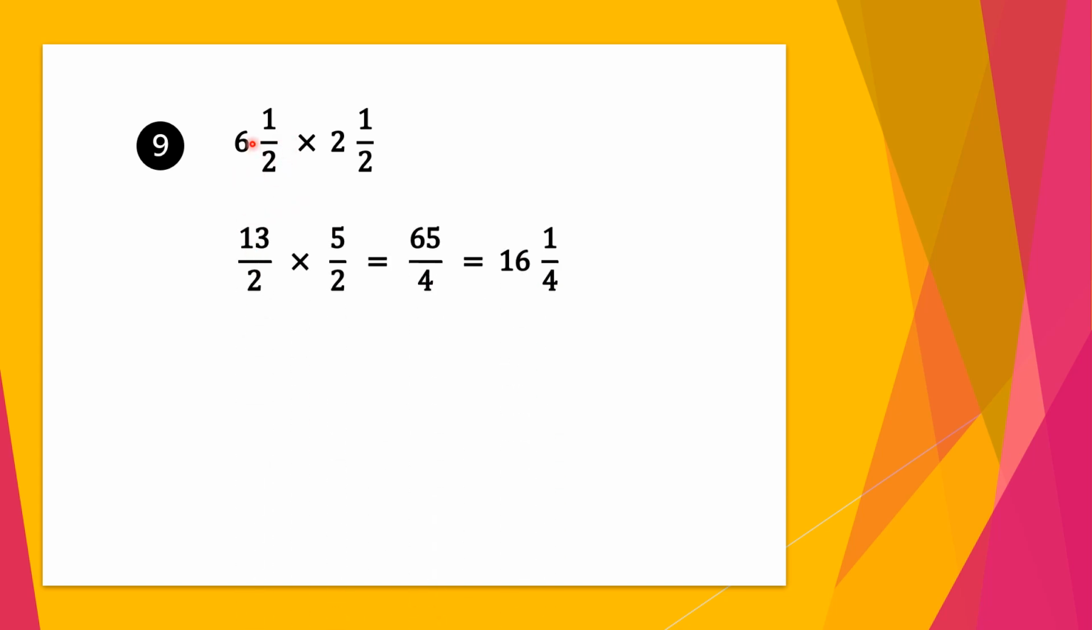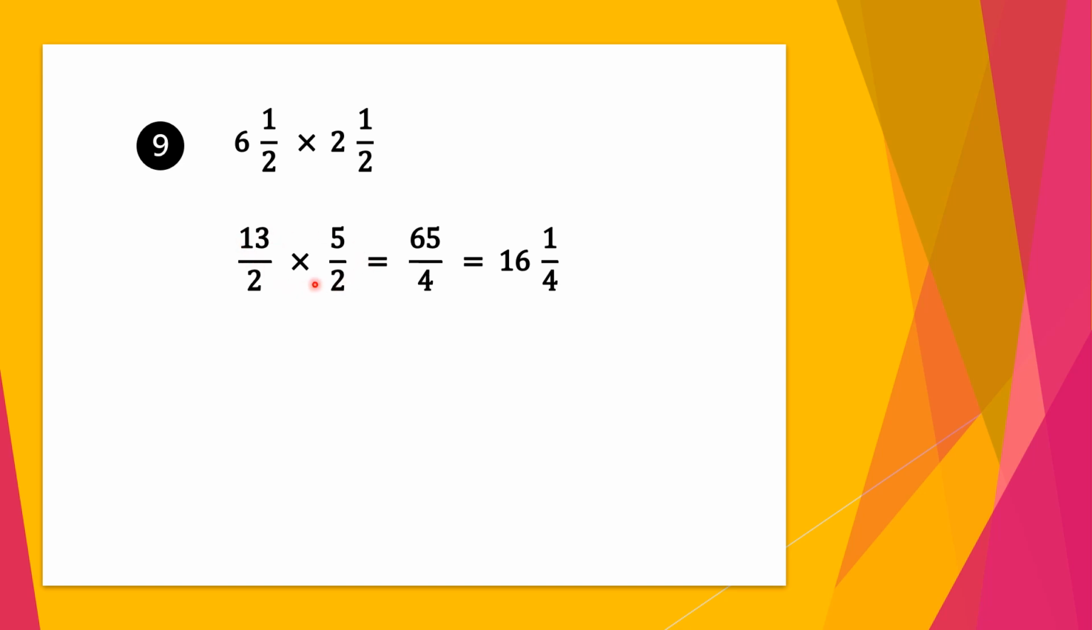Moving on to question 9, we have 6 1/2 times 2 1/2. Again, the first thing we do with mixed fractions, we convert them into normal fractions. So 2 times 6 is 12, add 1 is 13. And we bring our denominator 2 as this, and we bring our multiplication sign as this. We do the same thing for the second fraction. 2 times 2 is 4, add 1 is 5, and we bring our denominator 2 as this.